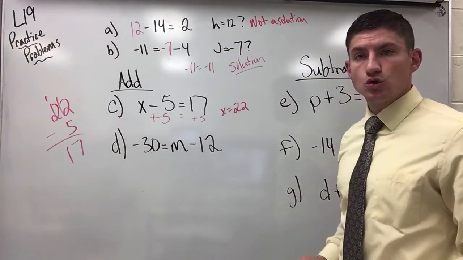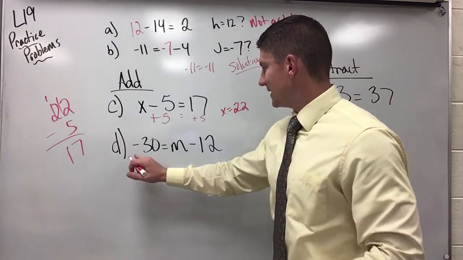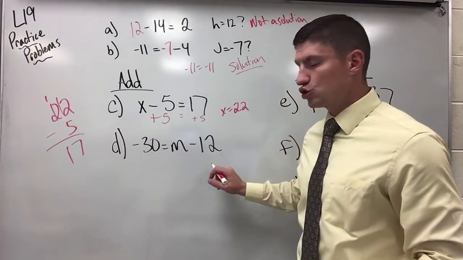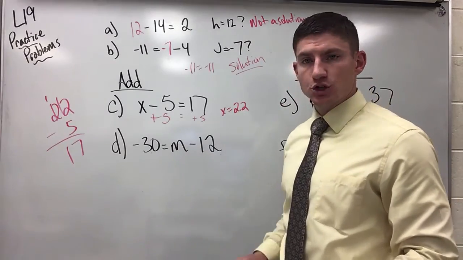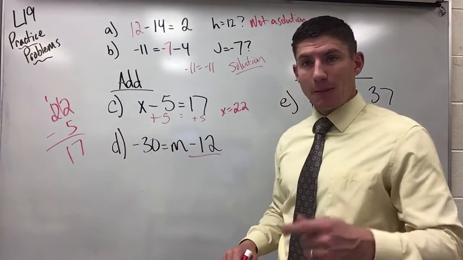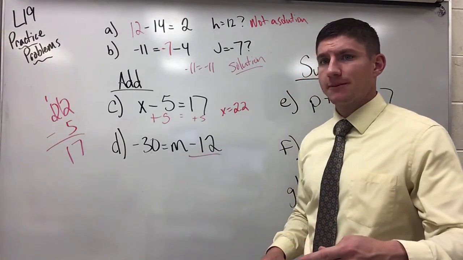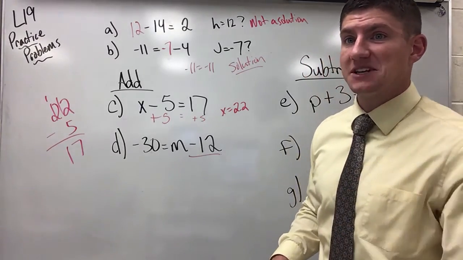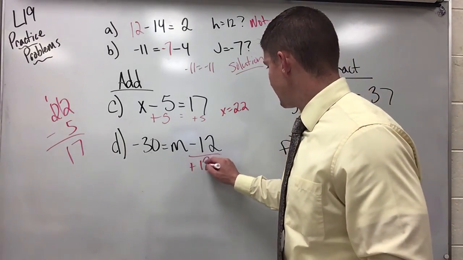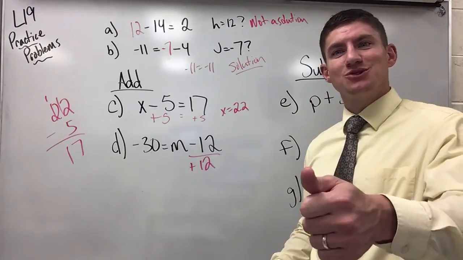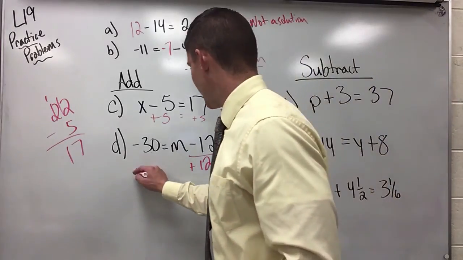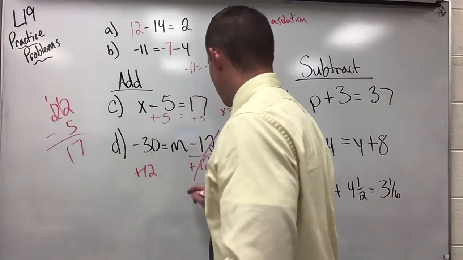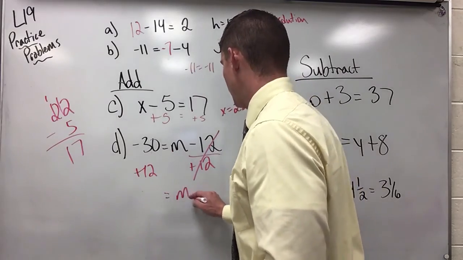X equals 22. In letter D, it says negative 30 equals m minus 12. Minus 12 is what shows up right away. Anytime I see that it says minus 12, I'm thinking, well, to solve a one-step equation, I need to do the opposite. So opposite of minus 12 is plus 12. What I do to one side, I do to the other side. Plus 12 on that side, plus 12 on this side. This side would cancel, so I'm left with just m over here by itself.